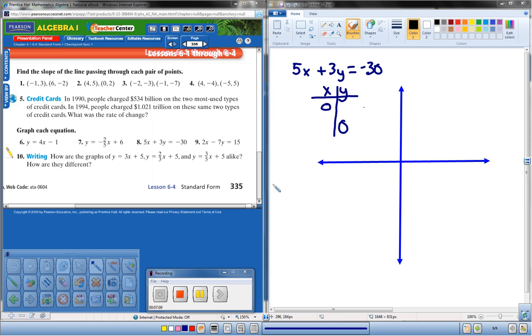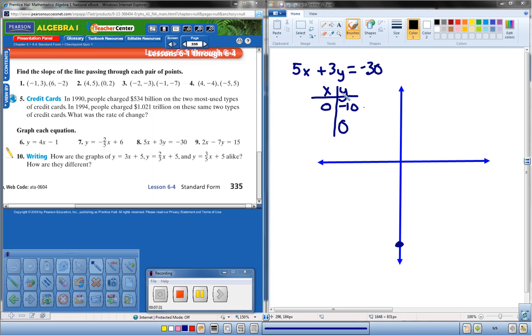Using what we call the cover-up method, when you make x 0, that term is gone. So what that really says is when x is 0, 3y equals -30, and that's going to give you a y value of -10. So when x is 0, y is -10. There's one point on the line.